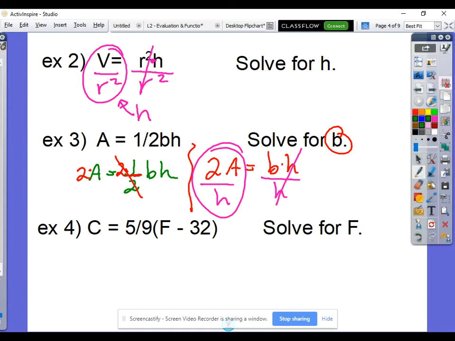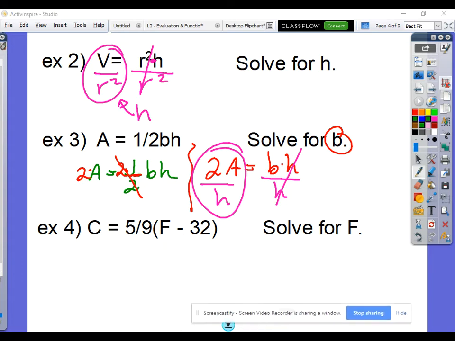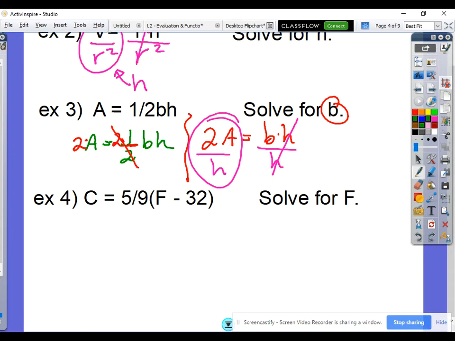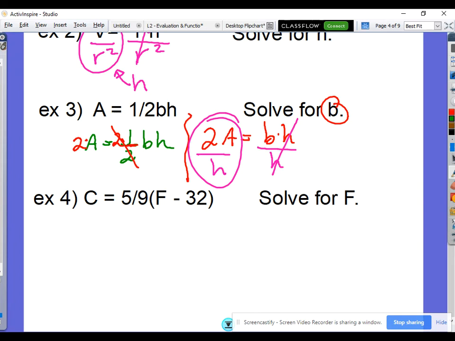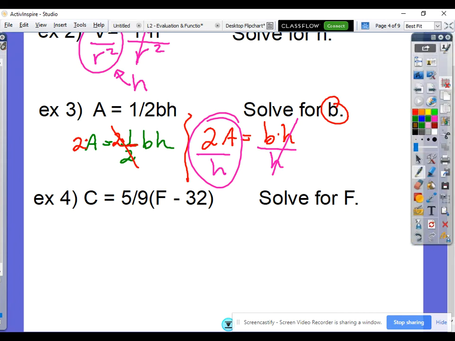Okay, press pause and try number 4 on your own. See if you can make sense of number 4 here. Press pause and then try it out. See if you can get it by itself. You might want to rewrite it with that fraction like I did the first one. Press pause.